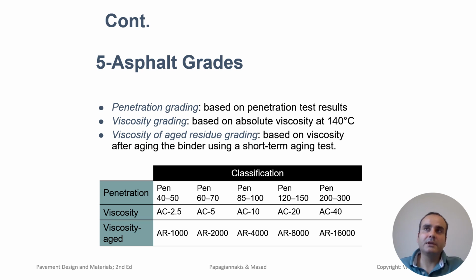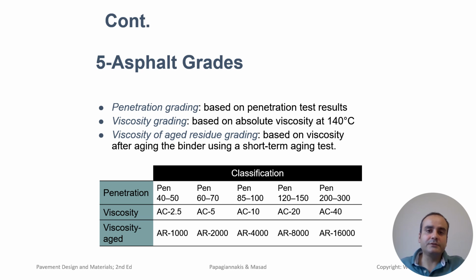For example, a 60-70 penetration grade means that the needle penetrated between 6 mm and 7 mm. The penetration value gives an indication of the binder's consistency. A higher penetration value indicates a softer binder, while a lower value indicates a harder binder.